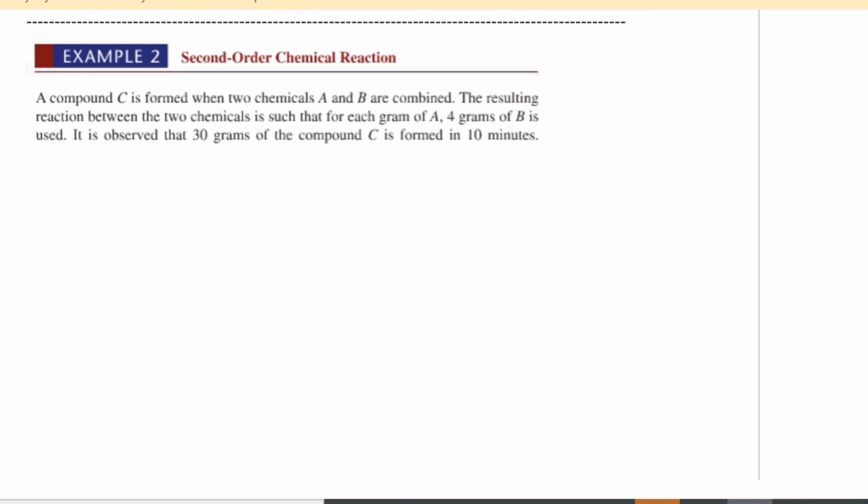Okay, so here it's a second order chemical reaction because we have two compounds here, A and B, either compounds, chemicals, elements, whatever. And they're reacting to form compound C. It says the resulting reaction between the two chemicals is such that for each gram of A, 4 grams of B is used. So I don't know if A and B are elements or compounds, but we'll just say A and B are used in the ratio 1 to 4.